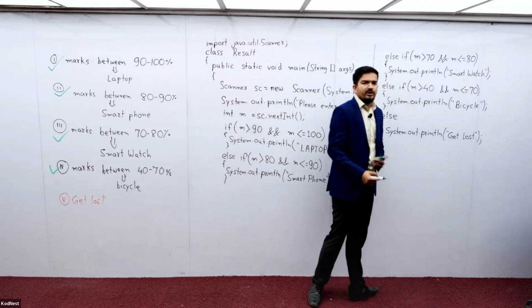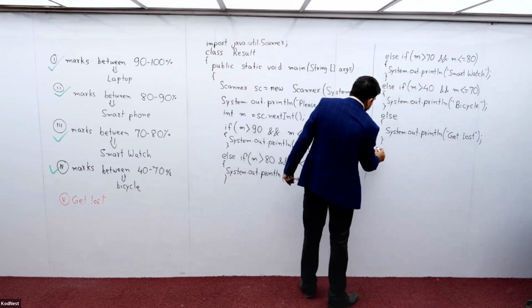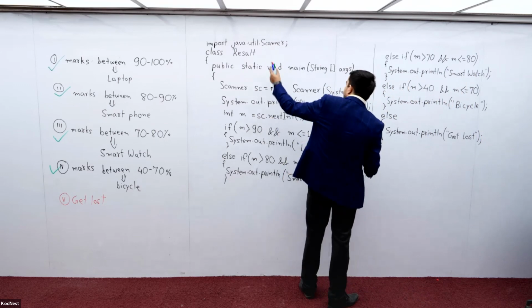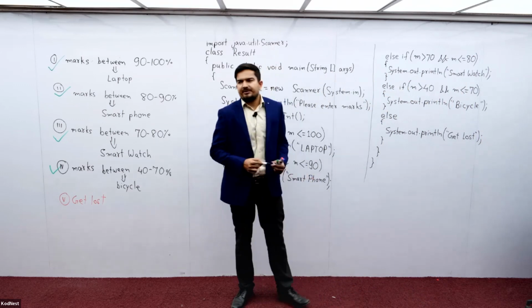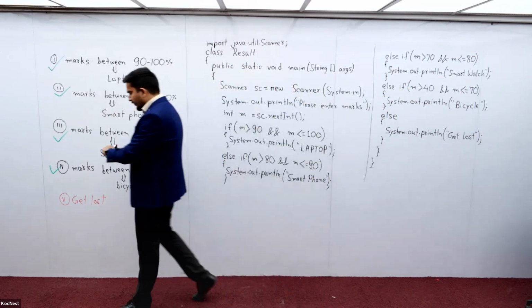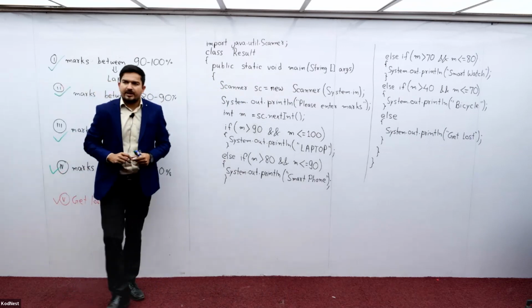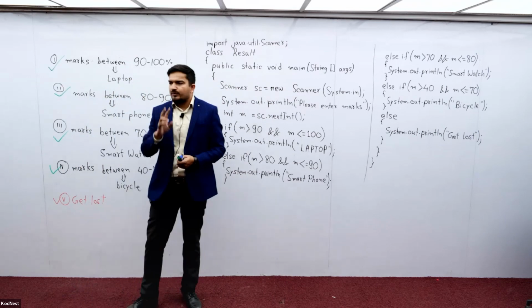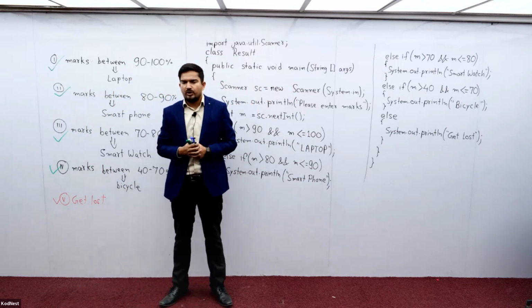Okay, maybe this is what we are going to print. Once we have ended this, we are going to end the main method, and we are also going to end the class called Result. This is going to be my program for the particular scenario. So we have also coded for this else part, that is the get lost part. For two inputs, I will be showing you the flow of this particular program.